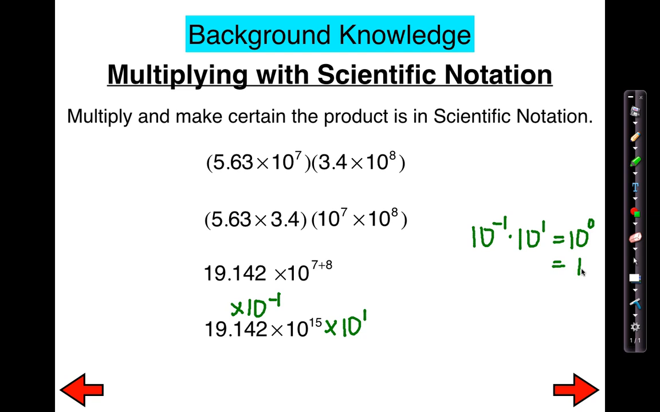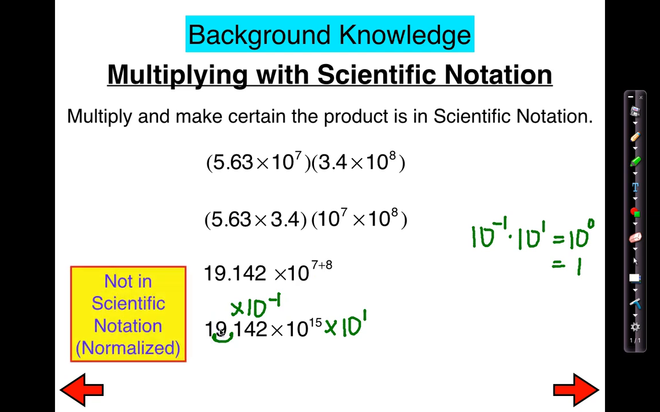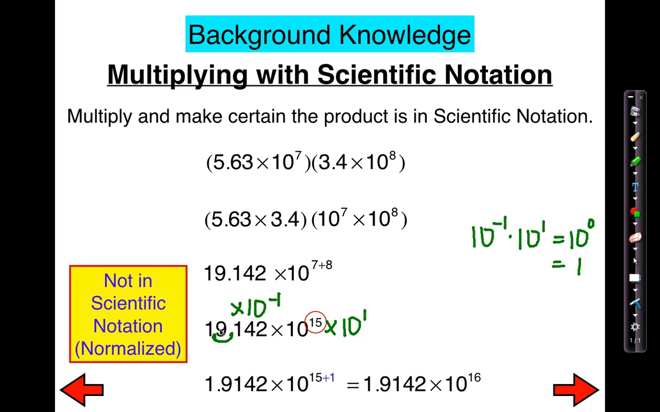Multiplying a number or an expression by 1 doesn't change the value of it at all, so that's why it's okay for me to do that. So once I do that, the decimal will be moving 1 to the left, making it smaller. So my answer would be 1.9142 times 10 to the 16th.